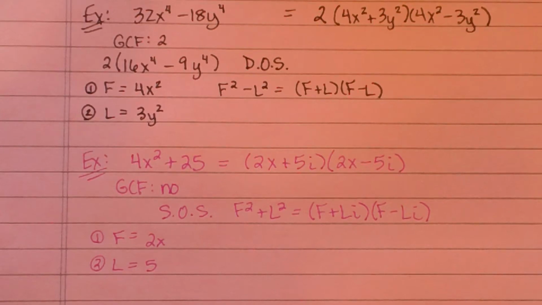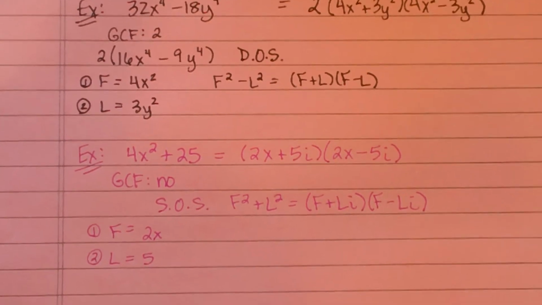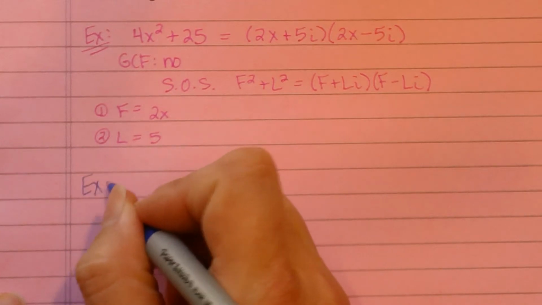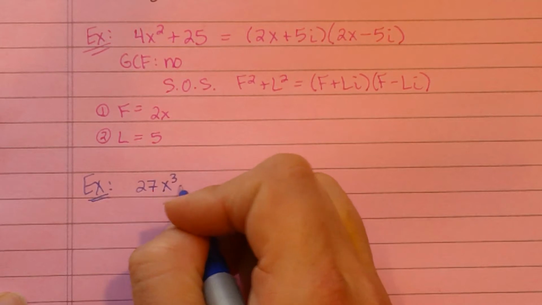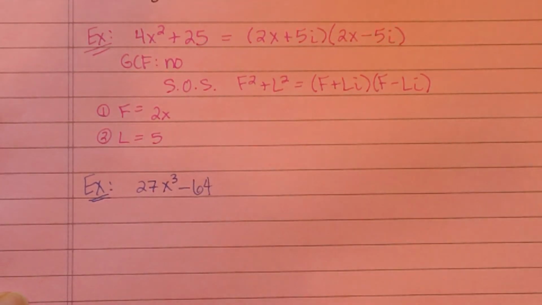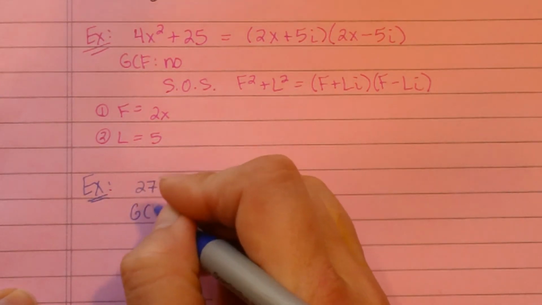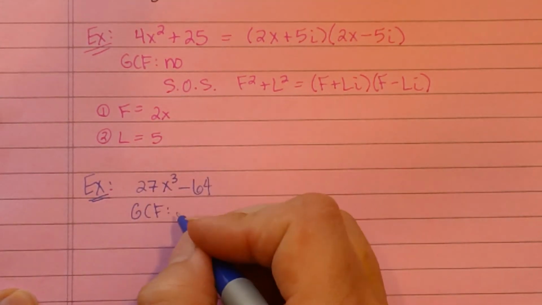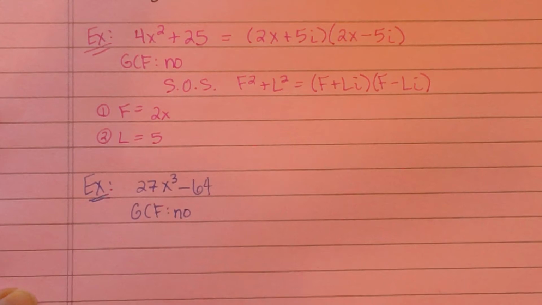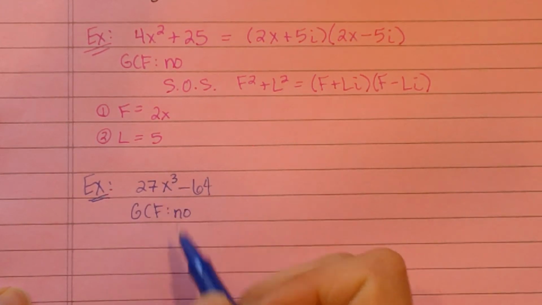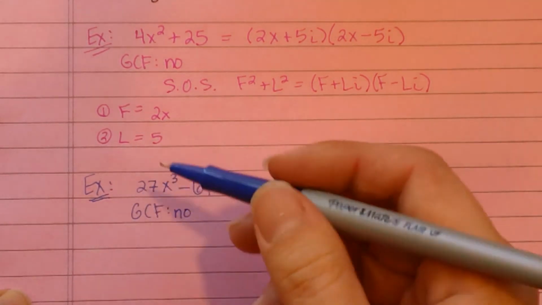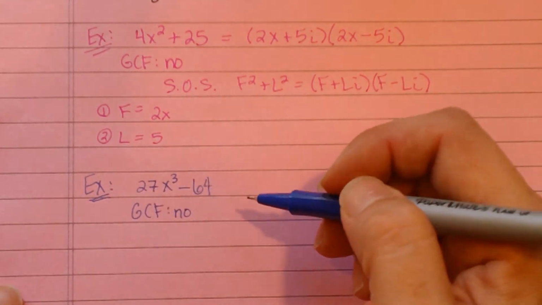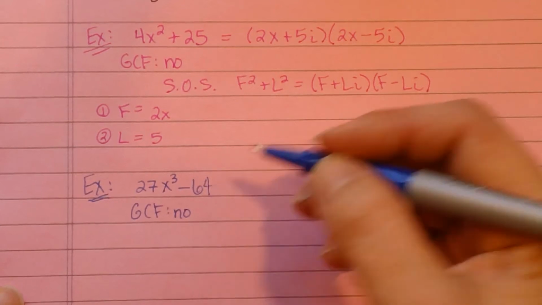Let's try this one right here. Got another one lined up. It is 27x cubed minus 64. Now this one looks pretty easy. Now let's check for a greatest common factor, and there's not one. So then we look for our pattern. I've got an x cubed, so I'm thinking it's probably cubes. 27 is 3 times 3 times 3, which is a perfect cube, and 64 is 4 times 4 times 4, so also a perfect cube.